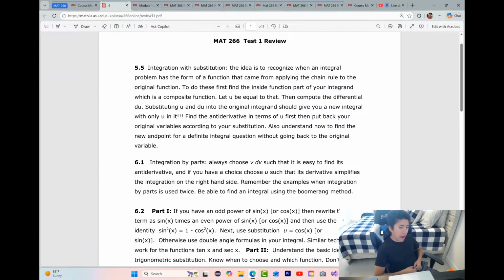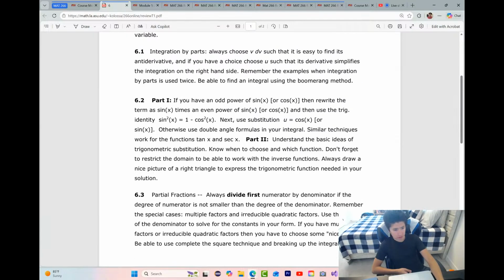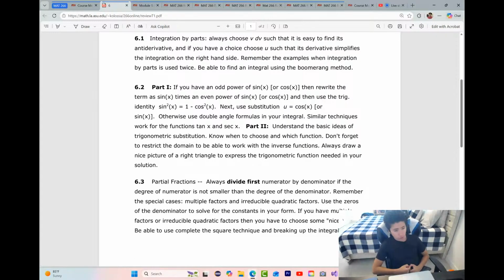Also, understand how to find the new endpoint for a definite integral question without going back to the original variable. When x equals blah, what does u equal? And that's how we will change our lower and upper bounds for a definite integral. Easy. We all understand that. That's very easy. 6.1, integration by parts. Always choose u dv such that it is easy to find its antiderivative. And if you have a choice, choose u such that its derivative simplifies the integration on the right-hand side.